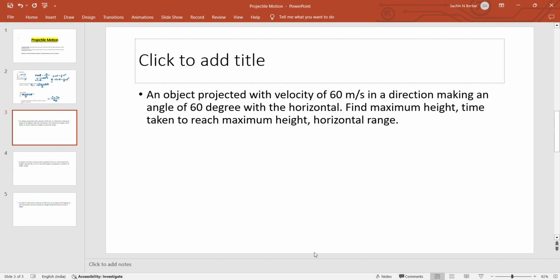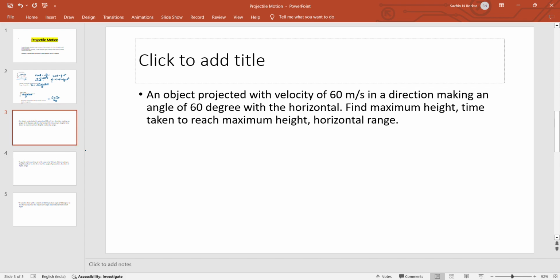So based on these three formulas, that is height, range and time of flight, we can solve a few of the numericals. An object is projected with a velocity 60 meter per second in a direction making an angle 60 degree with the horizontal. Find maximum height, time taken to reach the maximum height, and horizontal range. So these three aspects we have to find.